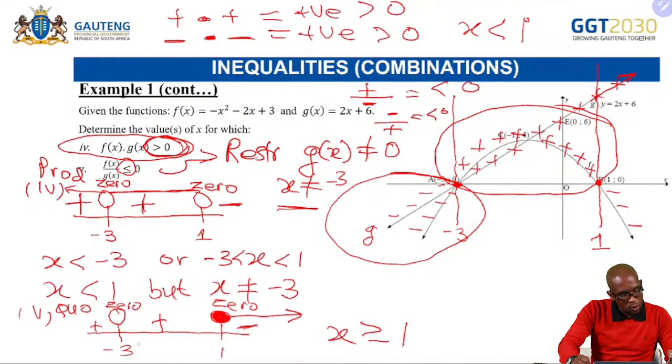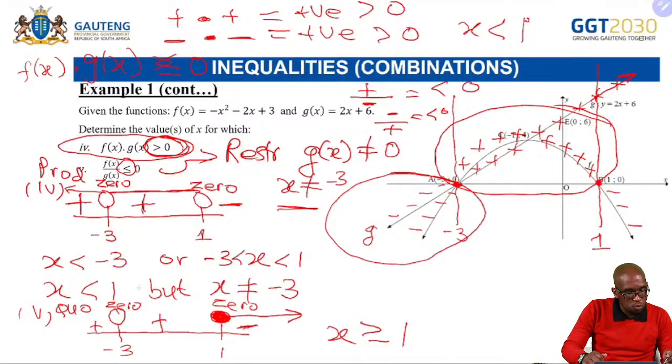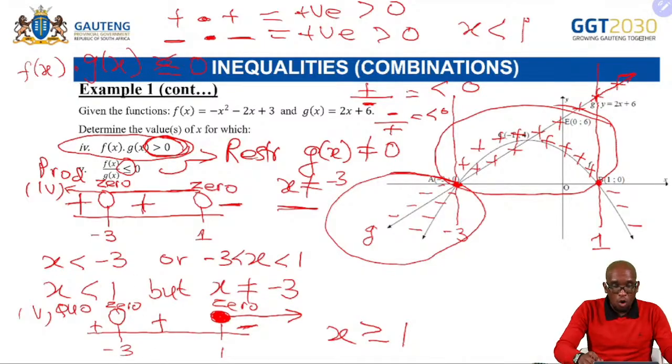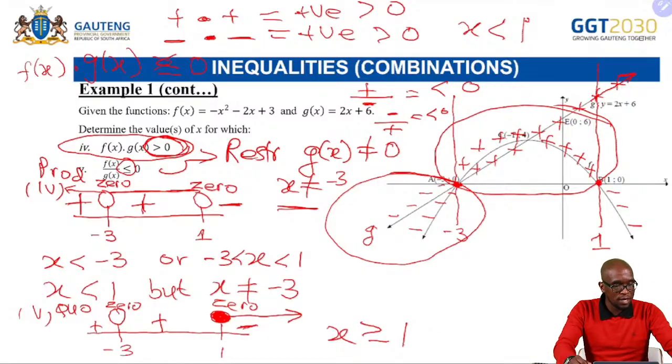Remember, if this was not restricted, for example if this was f of x times g of x less than or equal to 0, then we would have x greater than or equal to 1, and we would also include -3, so x equals -3. But now, because -3 was restricted, we take it out of that solution set. Right, moving on.